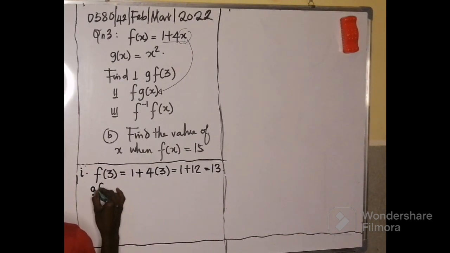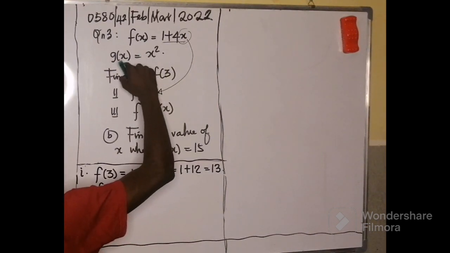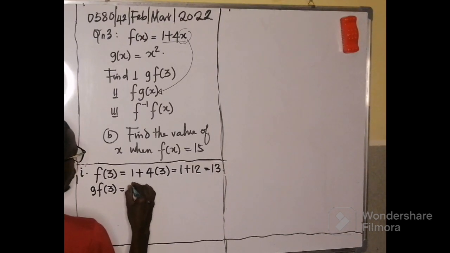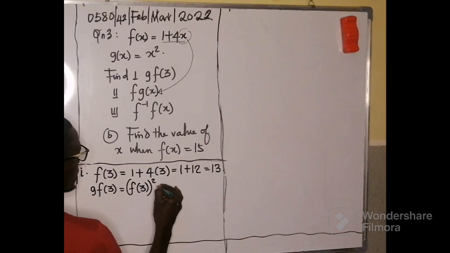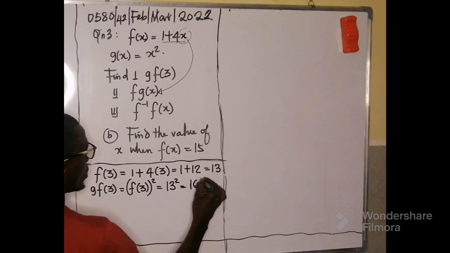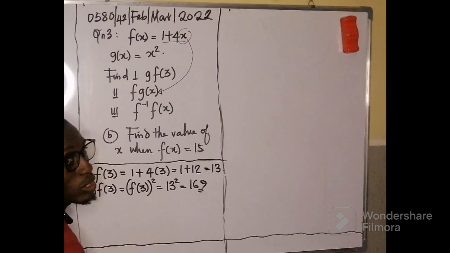And for that reason, gf of 3 means wherever you see x in g of x, you introduce f of 3. And that gives you what? g of f of 3, everything squared. What is f of 3? 13. And 13 squared gives you what? 169, which is 13 times 13. That means wherever you see x in g of x, you introduce f of 3. And from here, we understand that f of 3 is 13. g of x is x squared. So 13 squared is 13 times 13, which is 169.